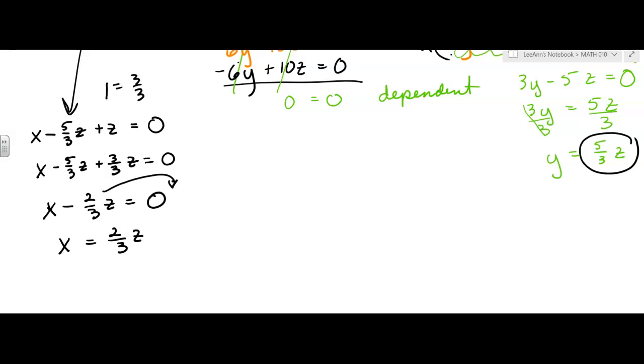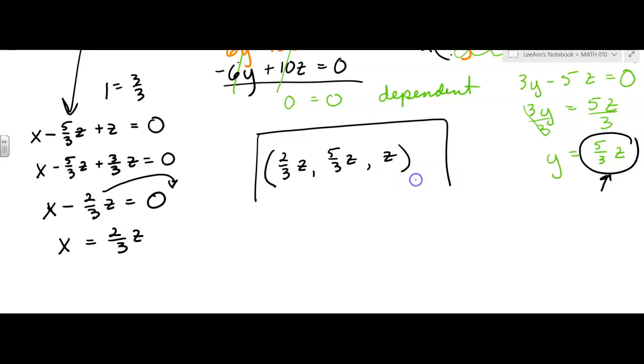So I said we were going to give them in terms of x, but we actually did it in terms of z. So that's a common way to do them. It's not the way the book did it, but I get, for x, 2/3 z. For y, I get 5/3 z. And then z is just z. That's an acceptable answer. A lot of times they do use z as the variable, but let's see what we could do if we wanted it to be in terms of x.